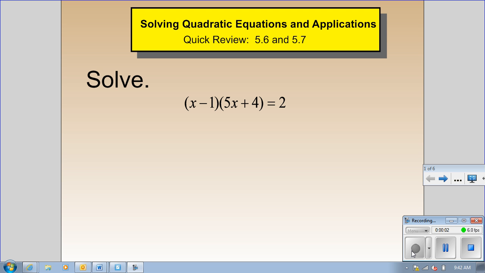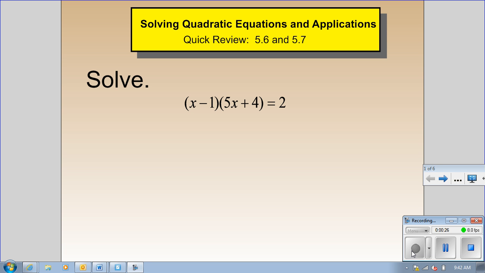This tutorial is a quick review of chapters 5.6 and 5.7. Before we can talk about how to solve word problems, we have to make sure that we're very comfortable solving quadratic equations that are just written out in the form that I have on the screen here. I have the binomial x minus 1 times the binomial 5x plus 4 equals 2. So let's work through our steps to solve this quickly.